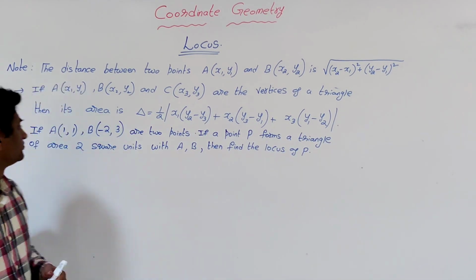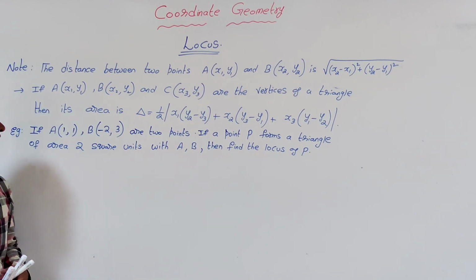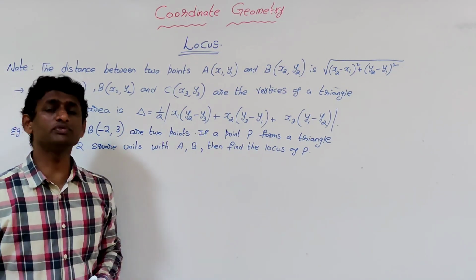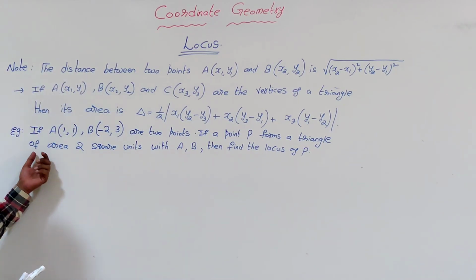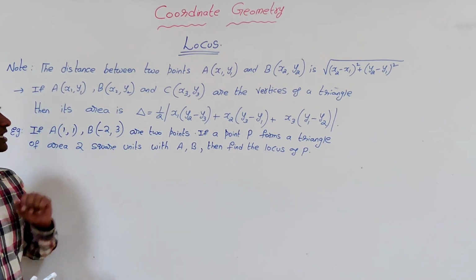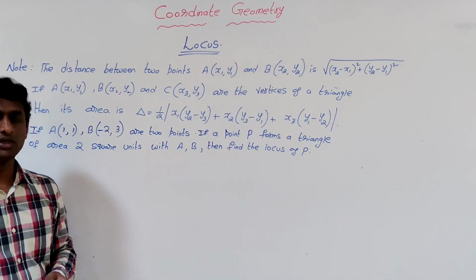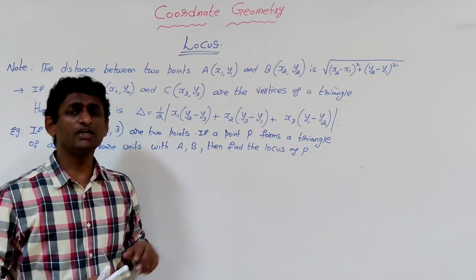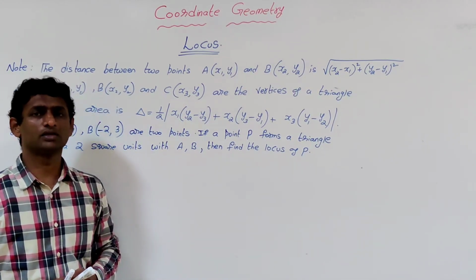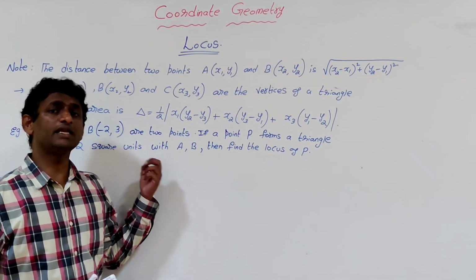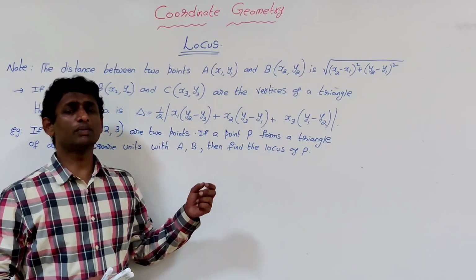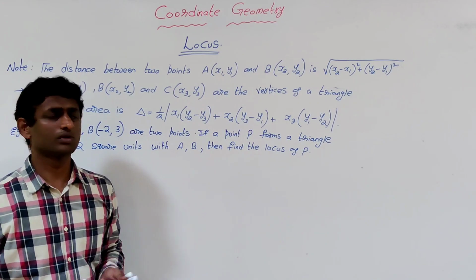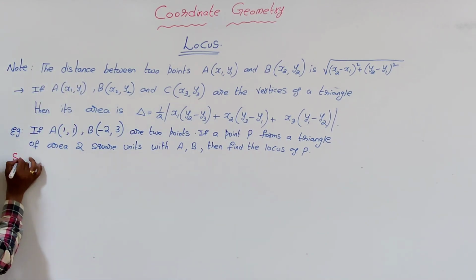The example is: if A(1, 1) and B(minus 2, 3) are the points, and a point P forms a triangle with A and B of area 2 square units, then find the locus of P. Assume that a point is on the locus and it forms a triangle, and it is given that the area of the triangle is 2. So we have to find what the equation is. Okay, so solution.